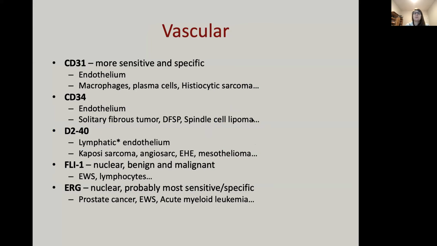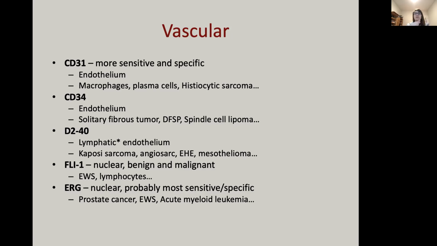Okay, vascular markers. Consider CD31 and 34 as your cytoplasmic markers. 31 tends to be a little bit more specific because it won't stain your other tumors like SFT, DFSP, spindle cell lipomas, right? But it may stain in the background some plasma cells. So always look at the morphology of the cell that's picking something up. Characteristic pitfalls are plasma cells and mast cells, right? Those things can pick up anything.